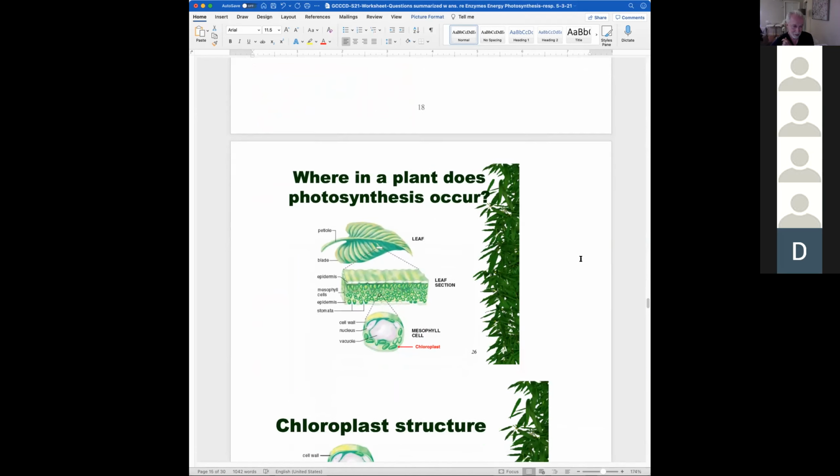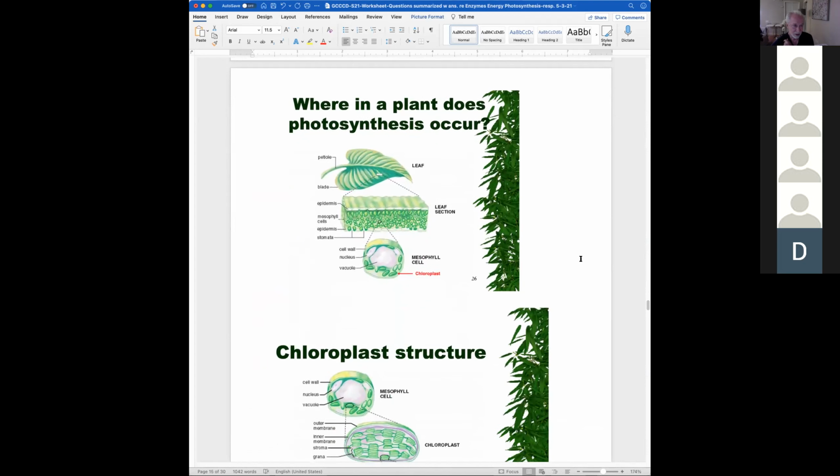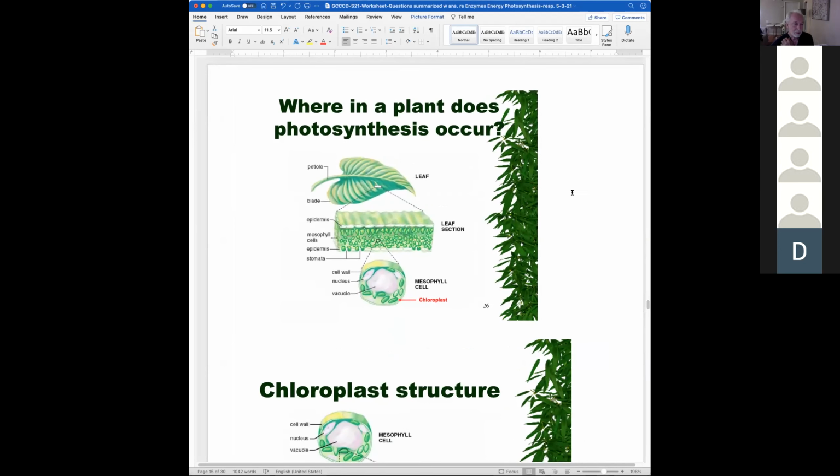Okay, so let's start with photosynthesis. Where in a plant does photosynthesis occur? It can occur in any part of the plant that's green. If a plant part is green, it means it has chlorophyll, and therefore it can undergo photosynthesis.